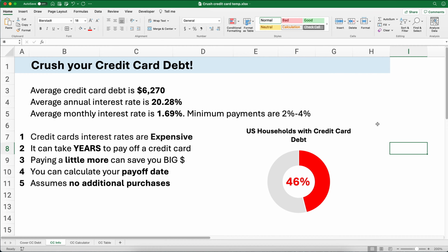Now, if you have credit card debt, you're not alone. 46% of the people in the United States, 46% of the households, I guess I should say, have credit card debt. And the other percentage then, either they have credit cards and they pay it off every month, or they don't even have a credit card.